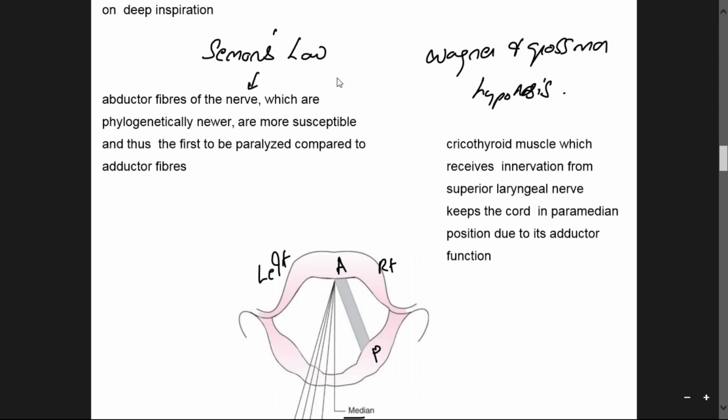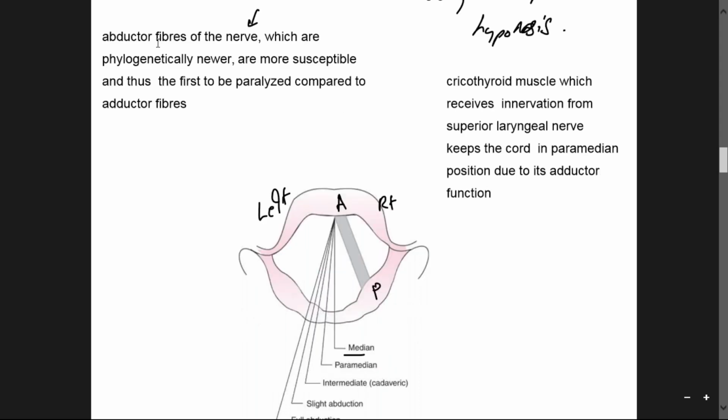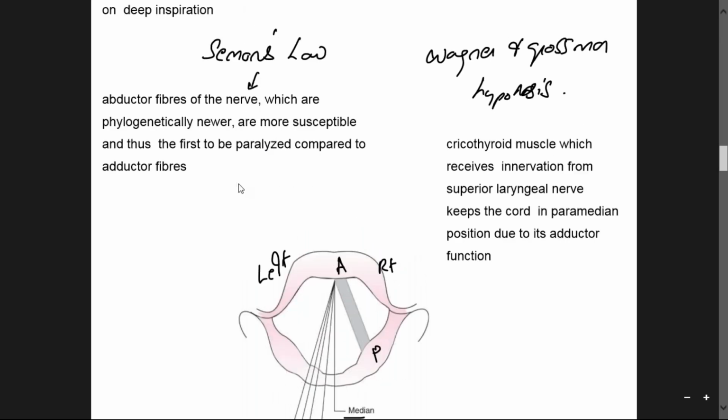One is Semon's law. Semon's law states that abductor fibers, that is the posterior cricoarytenoid, also supplied by the recurrent laryngeal nerve, are phylogenetically newer, so they are more susceptible. Thus, when there is a recurrent laryngeal paralysis, the first to be affected is the posterior cricoarytenoid, so abduction is lost and the vocal cord is in the median or paramedian position. That's what Semon's law says.